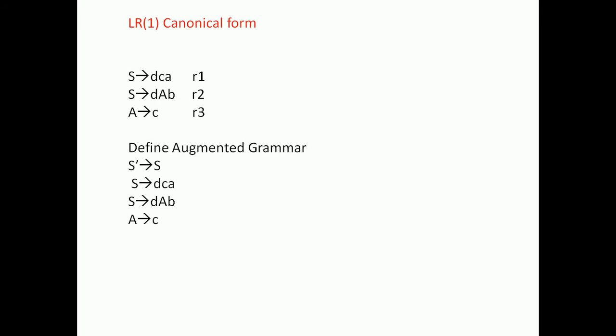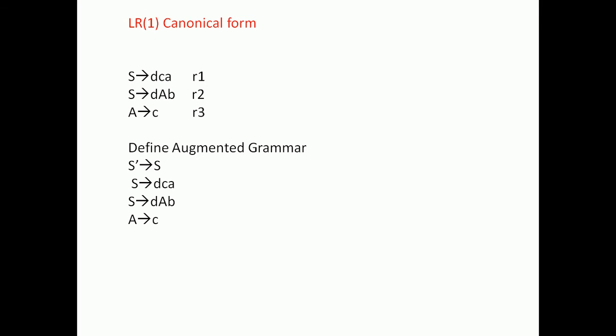So whenever you reach the root node or start symbol, it is not a complete parsing. We have to also visit the start symbol and cross over the start symbol, and that is possible by the augmented production. So whenever we reach the start symbol, it is not a complete parsing; we also cross over the start symbol to reach another symbol, that is the augmented symbol. So this is the concept of the LR1 canonical form.